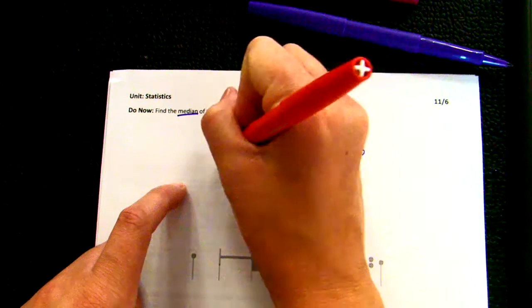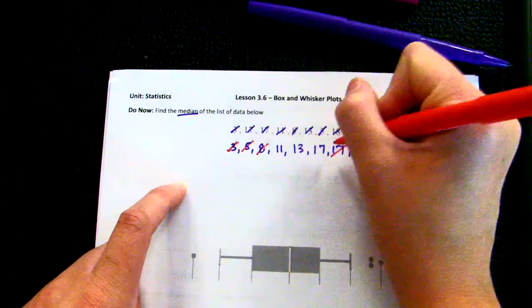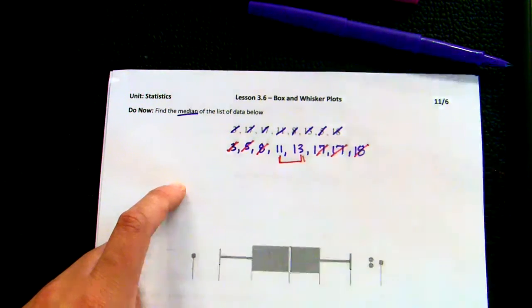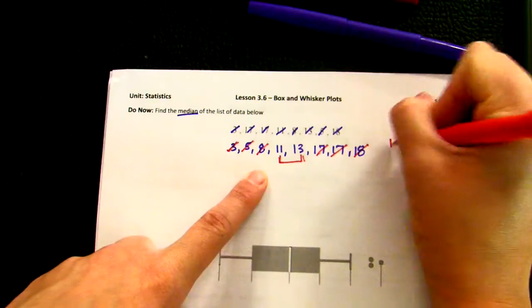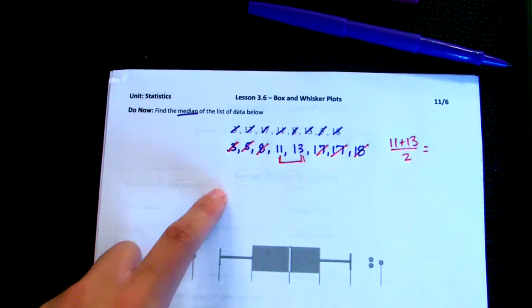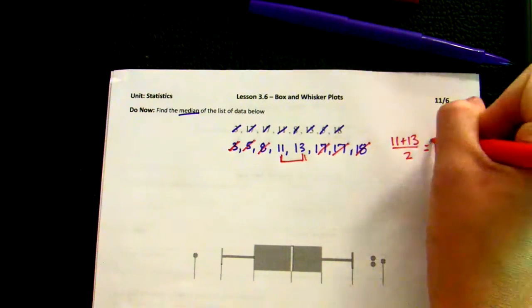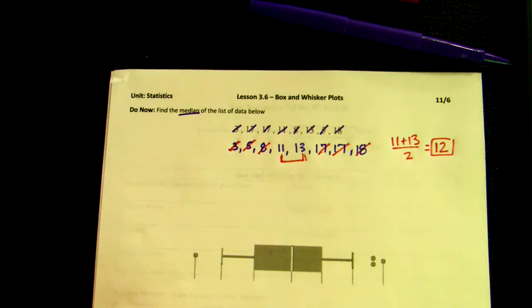So cross off the 3, the 18, the 17, the 5, the 8, the 17. I'm left with 2 in the middle. Since I'm left with 2 in the middle, I add them together, 11 plus 13, and I divide by 2. When I plug that in my calculator, just as I see it using the fraction bar, 11 plus 13 divided by 2, that gives me 12. So my median is 12. The exact middle of my data is 12.